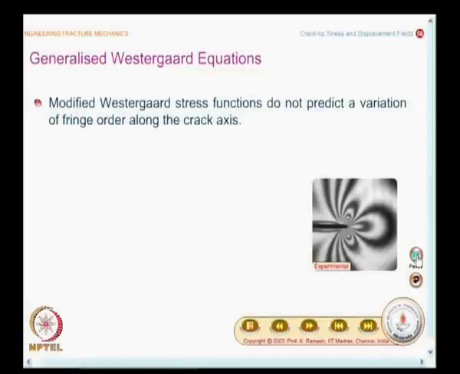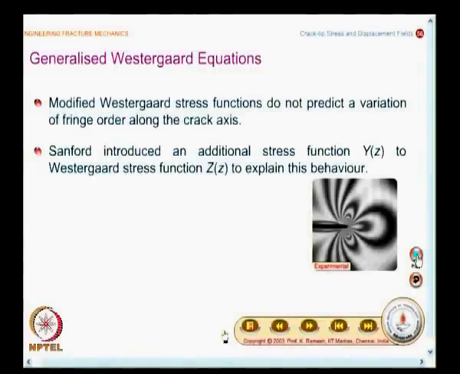See, if people had not looked at photoelastic fringes, they would not have raised a question like this. This shows something has gone wrong in our solution development. So, we have to have a relook at it. And what is the kind of modification that you can think of? Sanford introduced an additional stress function Y z to the Westergaard stress function capital Z to explain this behavior.